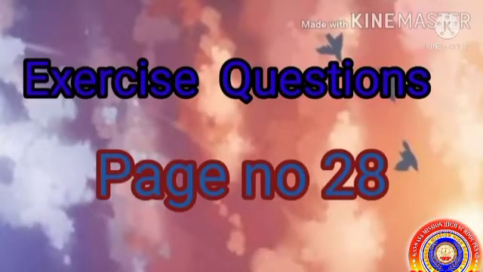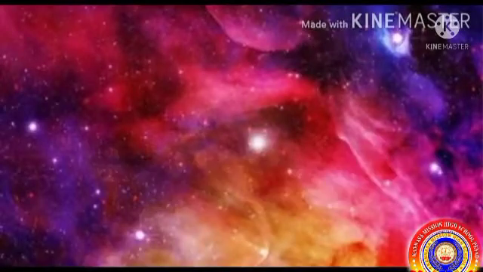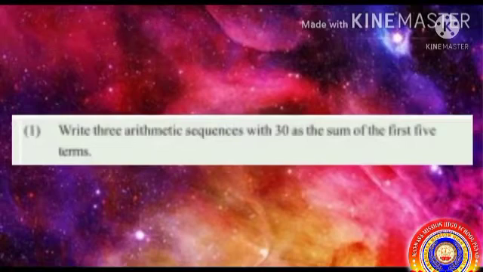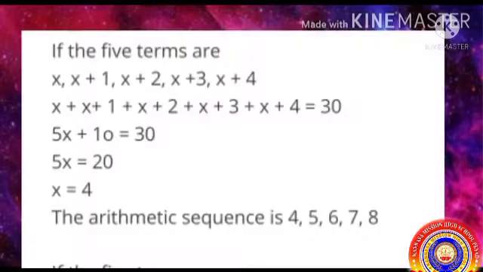Okay, let's do some exercise questions related to this on page number 28. Question number 1. Write 3 arithmetic sequences with 30 as the sum of first 5 terms. Here we have to find 3 different arithmetic sequences with 30 as the sum of first 5 terms. For that, we choose the first 5 terms as x, x plus 1, x plus 2, x plus 3, x plus 4.